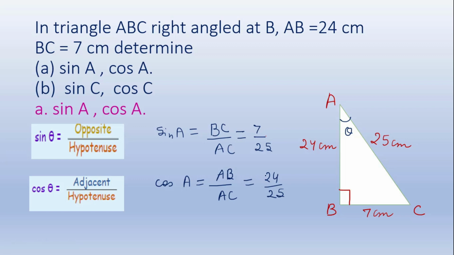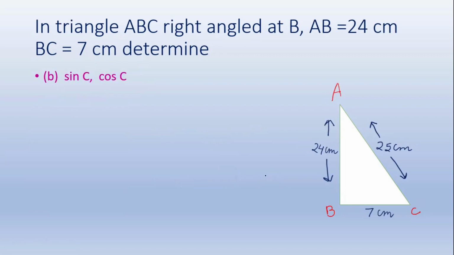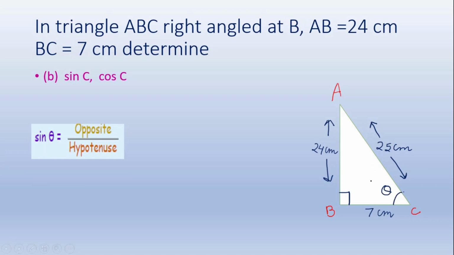Now let's solve part B, that is sine C and cos C. So here this is your triangle, all the sides are written here. This angle is 90 degrees. Here we are finding sine C. For sine C again we have the same formula, but the angle will be different. So for C we will take this as our theta. So our sine C will be equal to, opposite to C we have AB. So sine C will be AB divided by AC. So here AB is 24 and AC is 25.